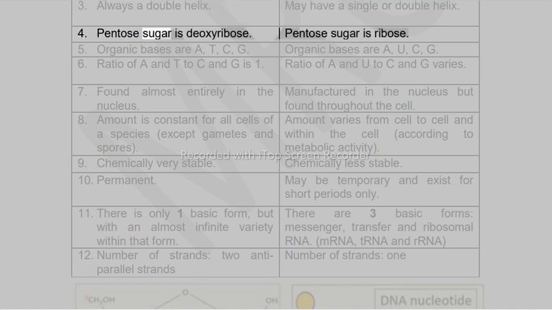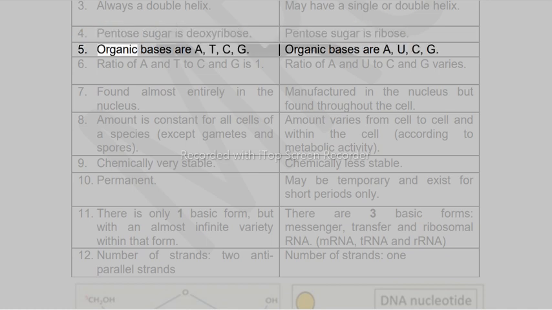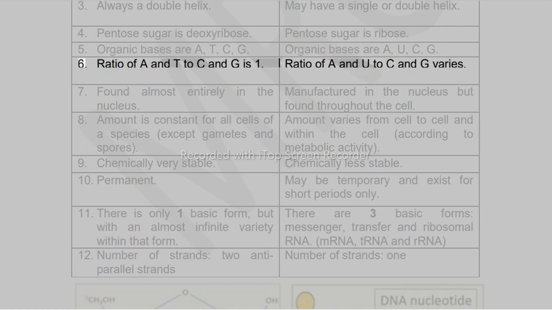DNA: 4. Pentose sugar is deoxyribose. RNA: Pentose sugar is ribose. DNA: 5. Organic bases are A, T, C, G. RNA: Organic bases are A, U, C, G. DNA: 6. Ratio of A and T to C and G is 1. RNA: Ratio of A and U to C and G varies.